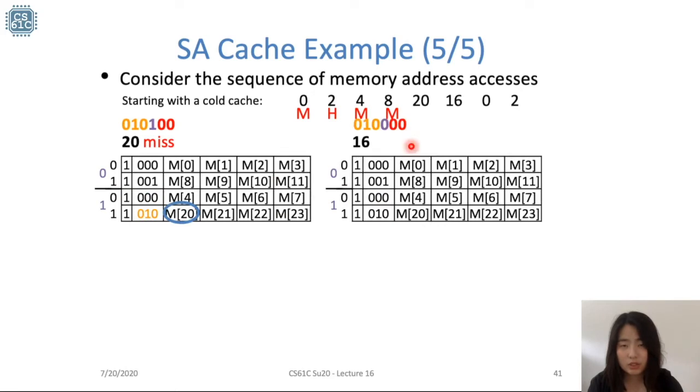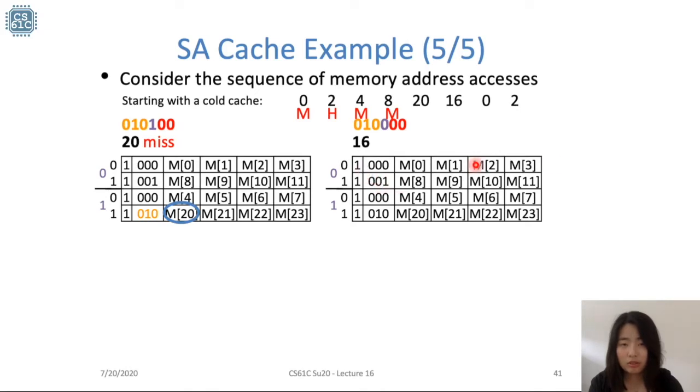The next one is 16. The index bit is 0. Compare the tag with the first slot. 010 doesn't match 000. Compare the tag with the second slot. It also doesn't match. So we need to evict 1. Because 001 is the most recently used one, we need to evict 000, the first slot.